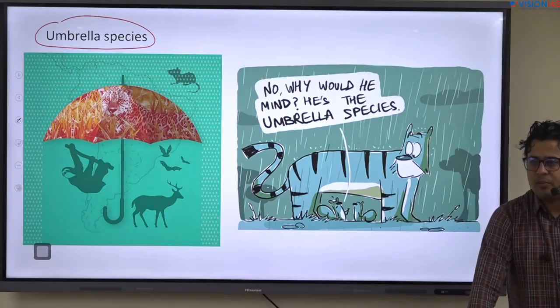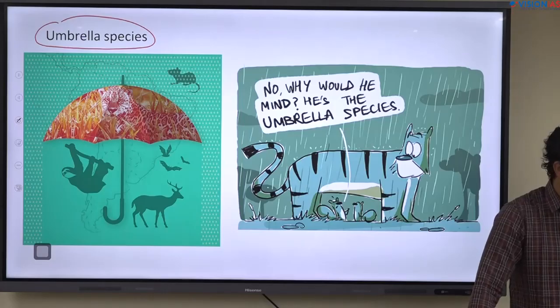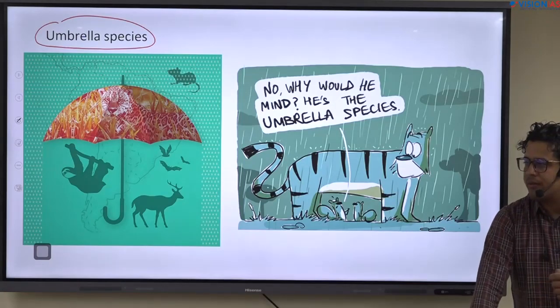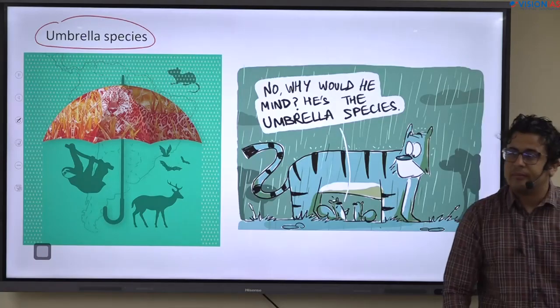Okay, so umbrella species: large in size, lives in a large area. If you protect umbrella species, other species will get benefit out of it. Read about this umbrella.